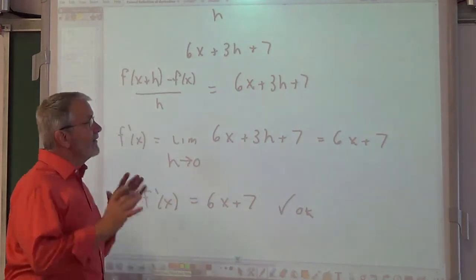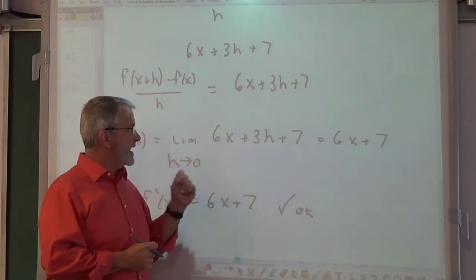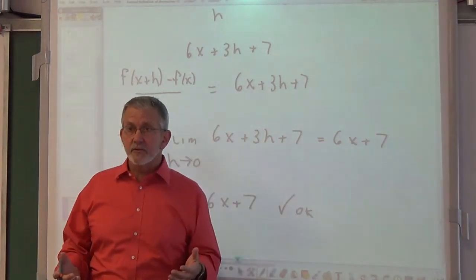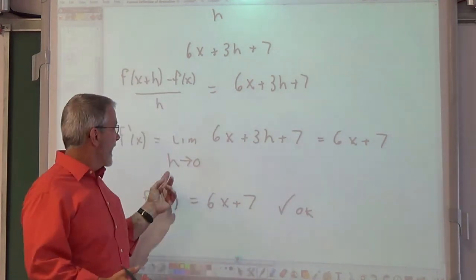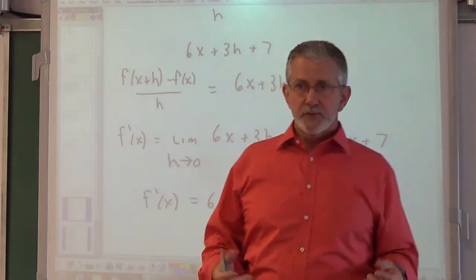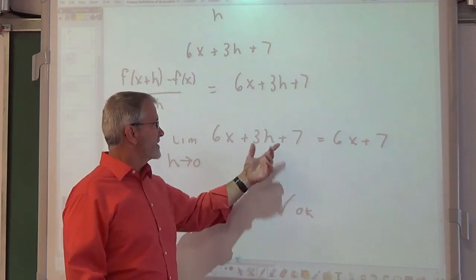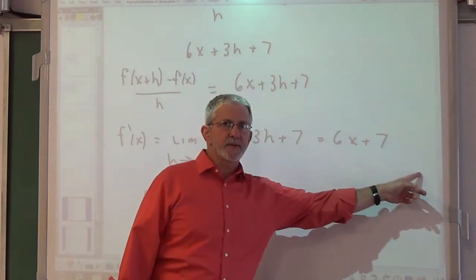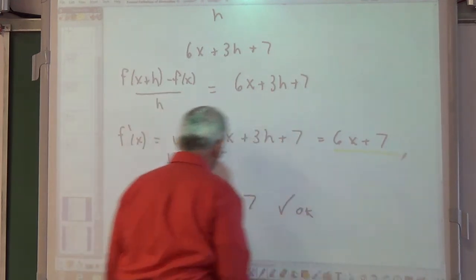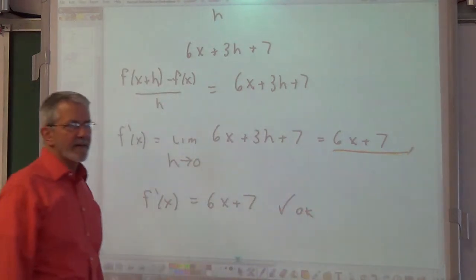So f prime for that function is the limit as h goes to 0 of 6x plus 3h plus 7, which is a very easy limit to evaluate. H goes to 0. Rule number 1 for evaluating limits, use substitution. Put 0 in for h. Bam, 3 times 0 is 0. What do you have? 6x plus 7. And bam, that's exactly what we said that f prime was, 6x plus 7.